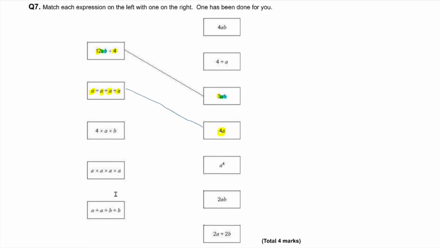4 times a times b. These are all different things, aren't they? I've got a 4, which is a number. I've got an a, which is an a, and I've got a b, which is a b. So they all just end up being pushed up against each other. It's going to be that one up there.